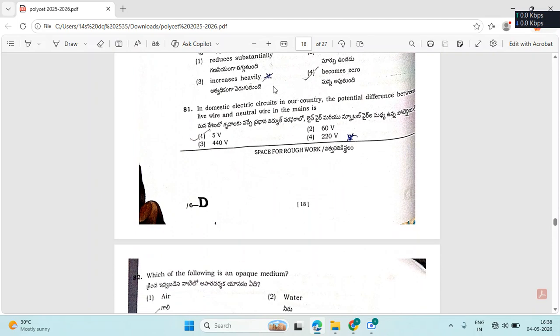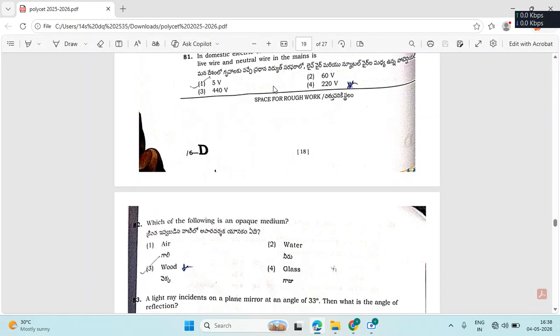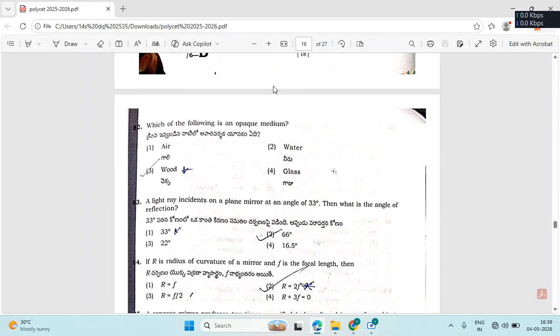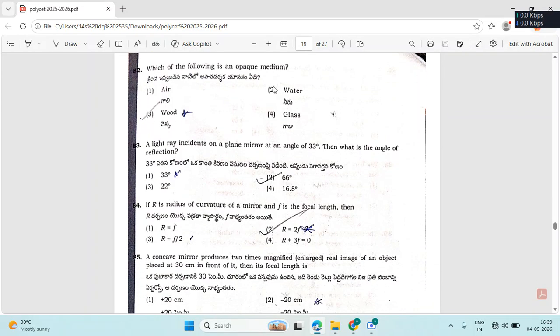In domestic electric circuits in our country, the potential difference between live wire and neutral wire in the mains is 55 volts, 60 volts, 440 volts, 220 volts. The correct option is 4, and the answer is 220 volts. Which of the following is an opaque medium? Air, water, wood, glass. The correct option is third, and the answer is wood.